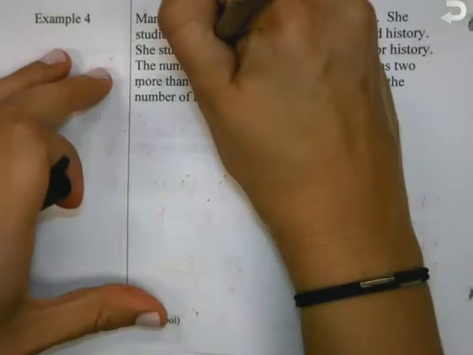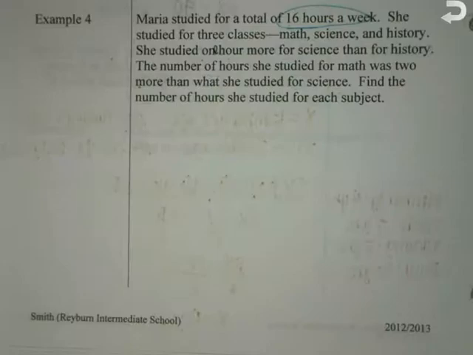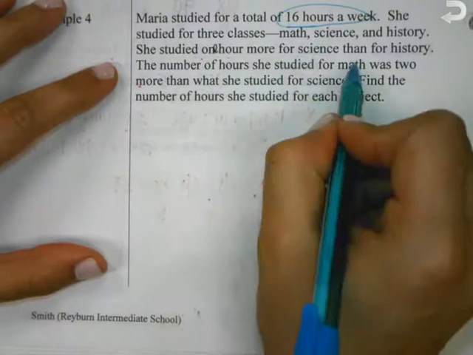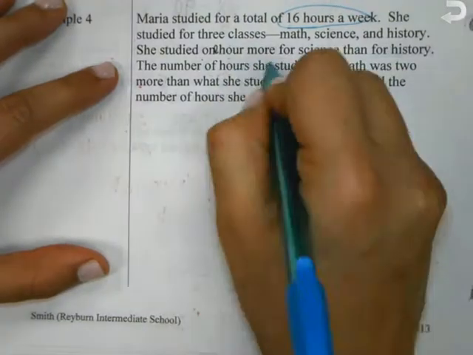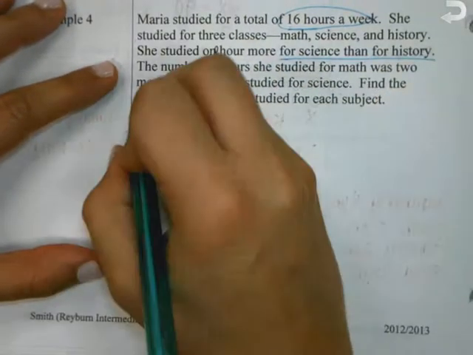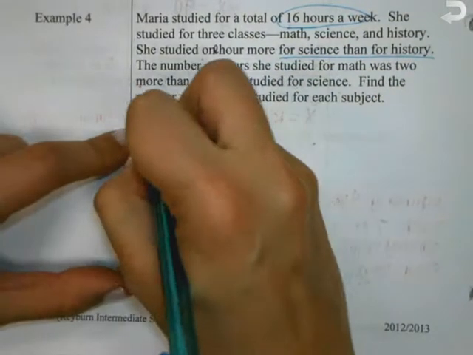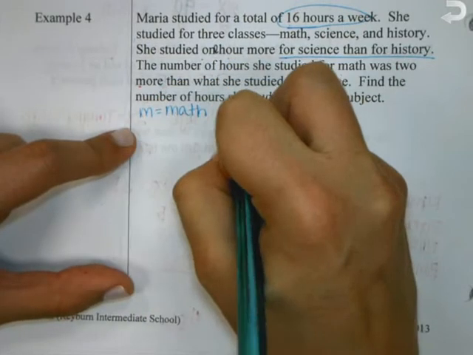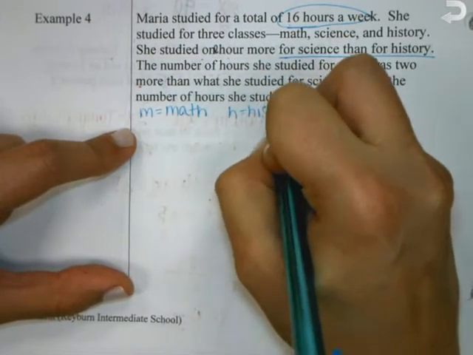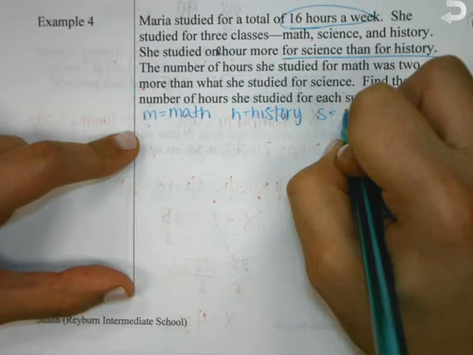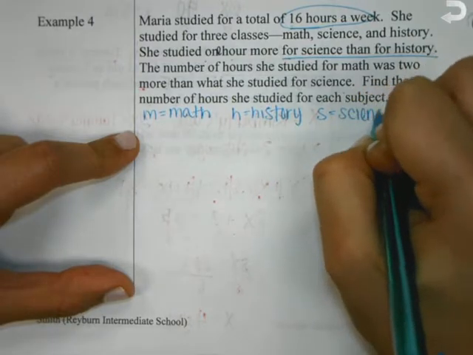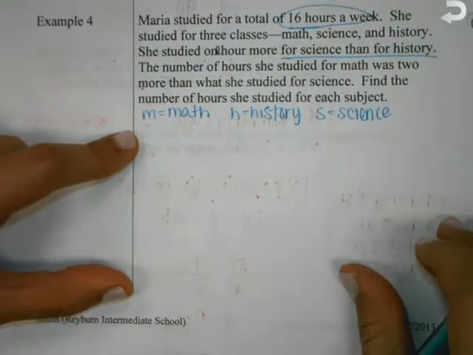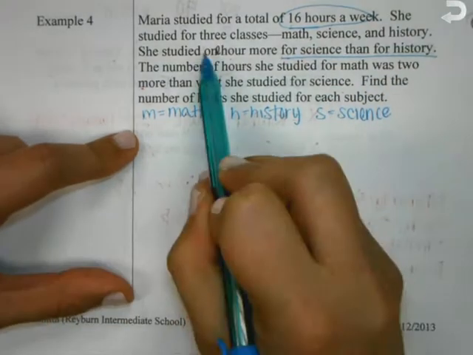So let's say M equals math, right? H equals history. S equals science? Okay. So if she studied 1 hour more for science than for history, what would science equal? Science is S. 1 hour more than history. H plus 1.